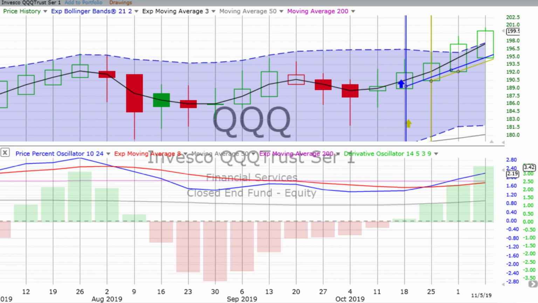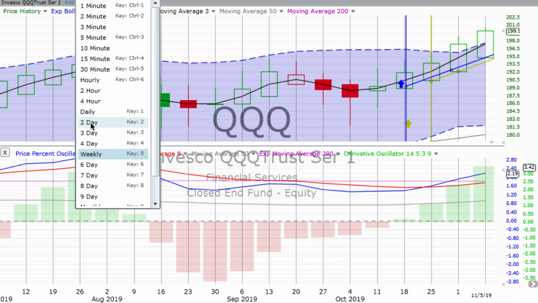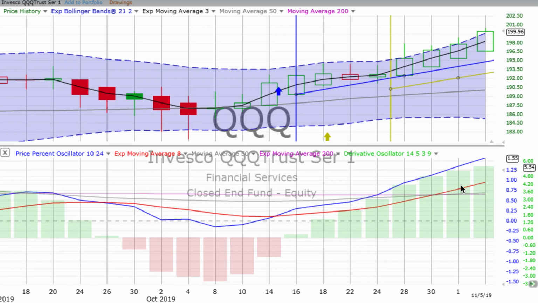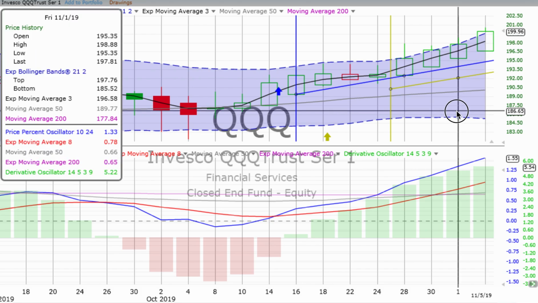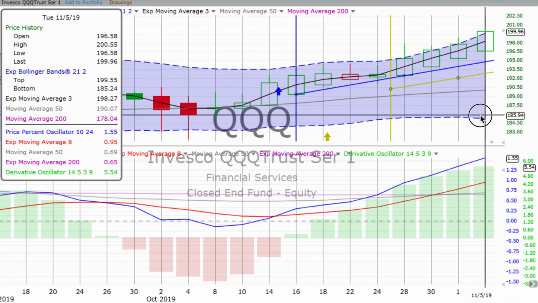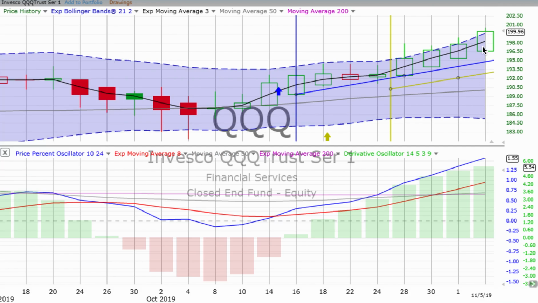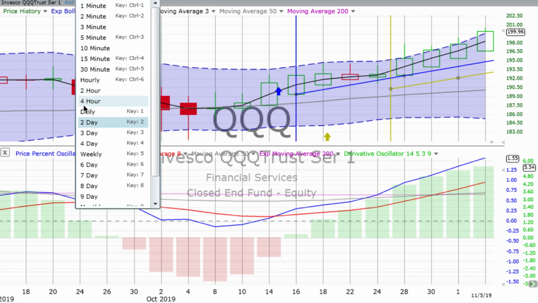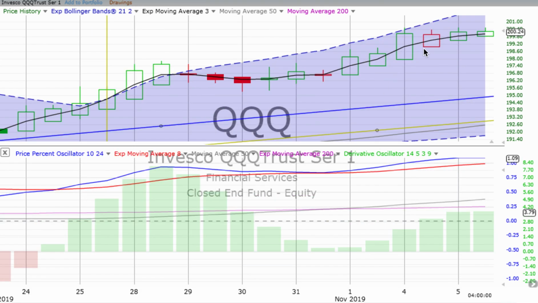Now, what about the Qs? Well, the Qs still going up strong on the weekly. Price percent oscillator heading up. Derivative oscillator gaining upward momentum. Go to that 2-day chart. We see it continuing to move up. That 2-day candle has now closed out, representing Monday and Tuesday. Nice up candle above the Bollinger Bands. Big green open box candle, little wick on top. Price percent oscillator going up. Derivative oscillator going up.